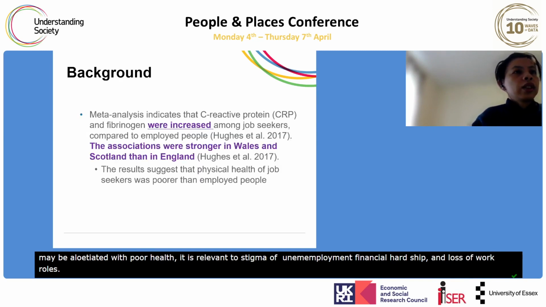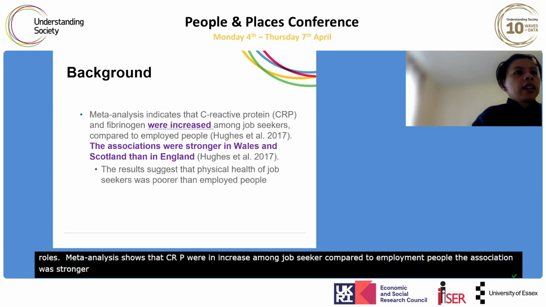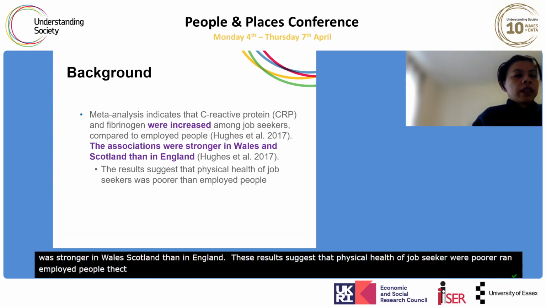Meta-analysis shows that CRP and fibrinogen were increased among job seekers compared to employed people. The association was stronger in Wales and Scotland than in England. These results suggest that the physical health of job seekers was poorer than employed people. The effects are stronger in deprived areas, Wales and Scotland, than in less deprived areas, England.